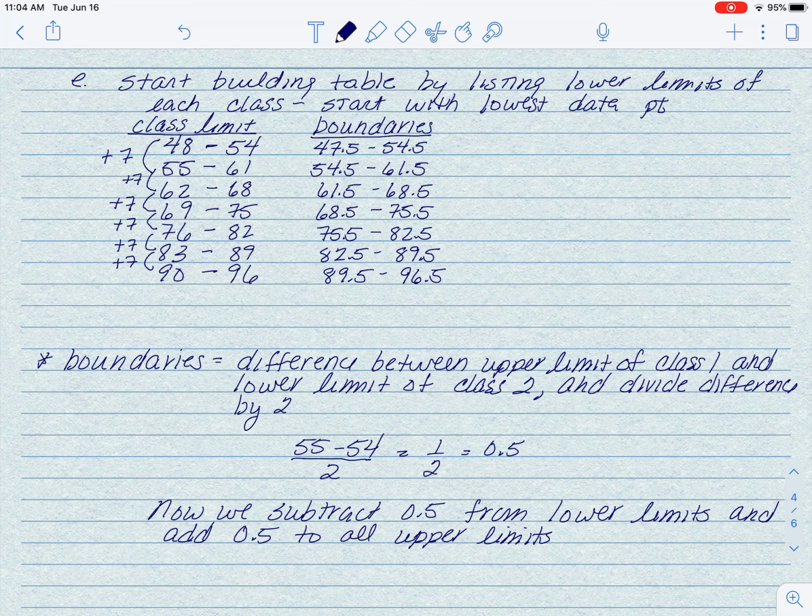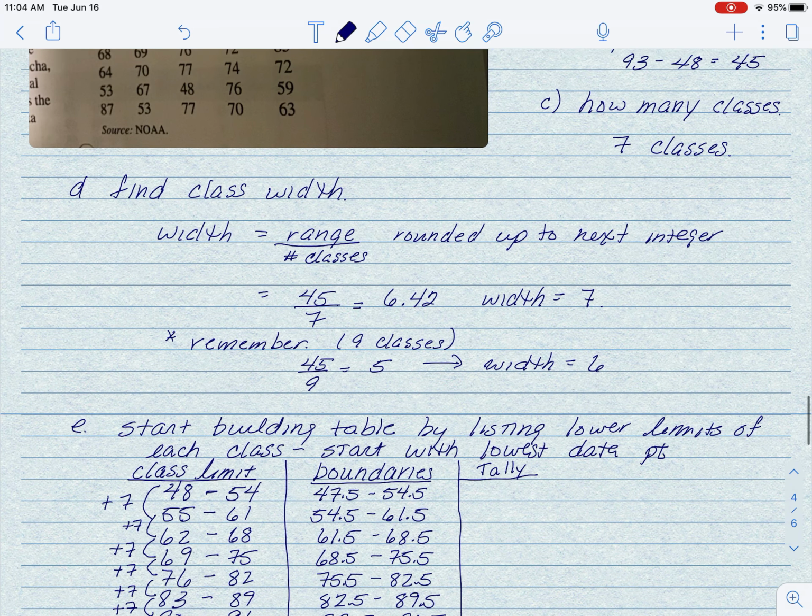So these are all the class limits and the class boundaries. So the next thing we have to do is a tally. Okay, and this is, as we saw before, not super fun.